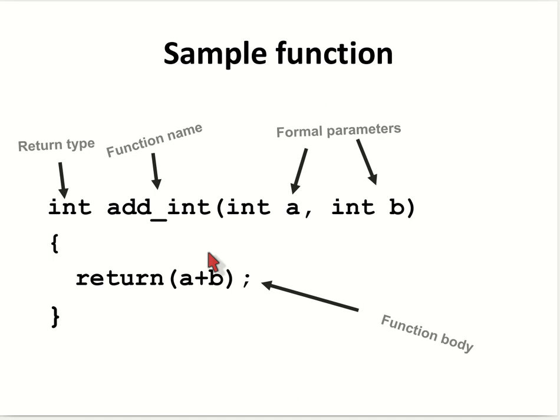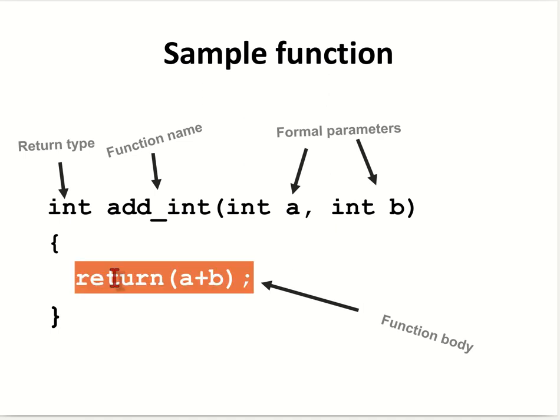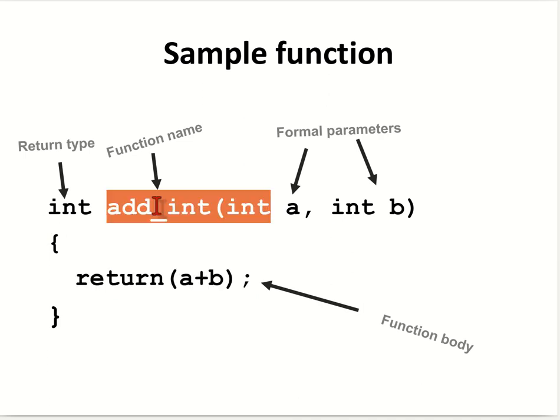So this is an example sample function. The syntax is like this: the return type, function name, formal parameters, and inside that we have to give the function body. The return statement is the optional one. Here, the function name is add, returning int, and it is accepting two integer inputs, int a and int b.